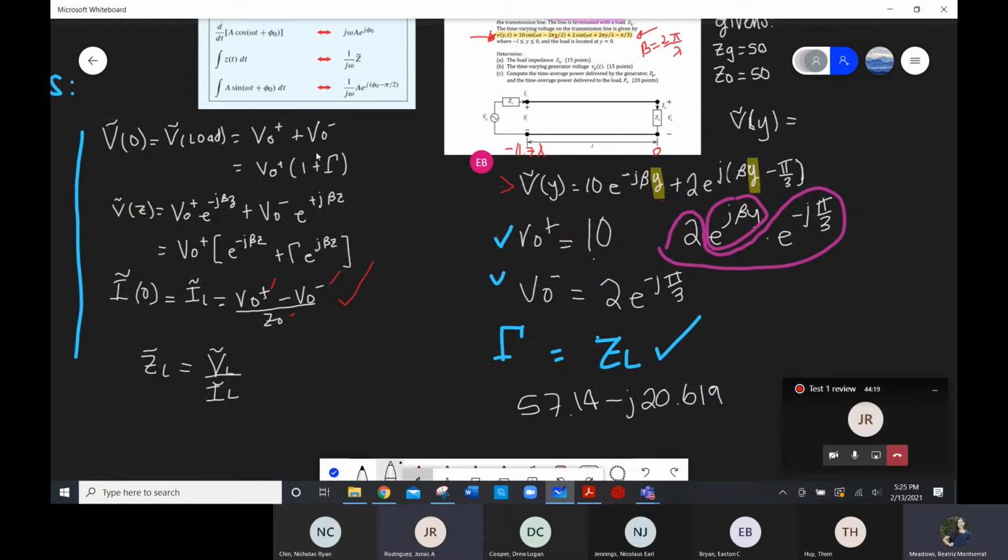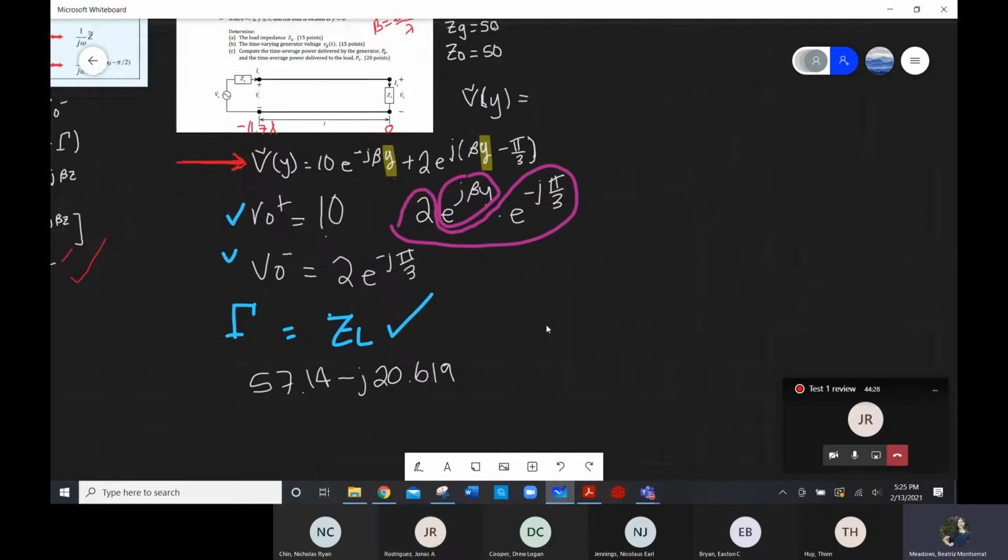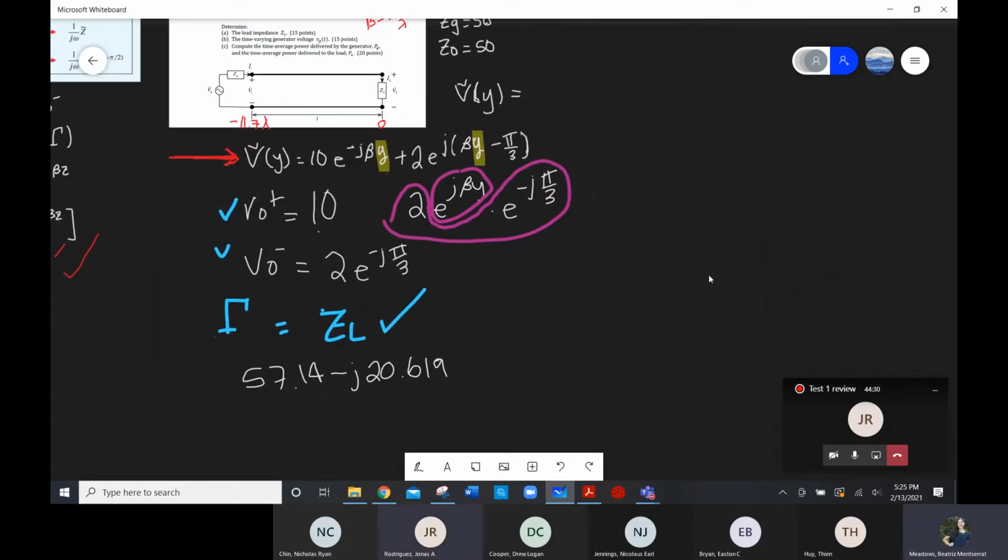But can you find it? Where is your equation for voltage at the load? Yes, we can find it, because I'll tell you why. Voltage at the load, what is the location? 0. Yeah, so V of 0 in that equation that Easton highlighted here, if I plug in 0 for y, what is my final result? So let's plug in 0 there, what do I get?